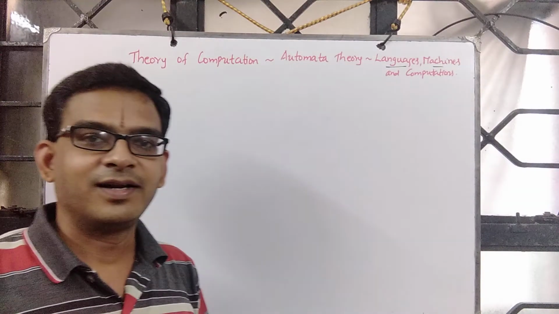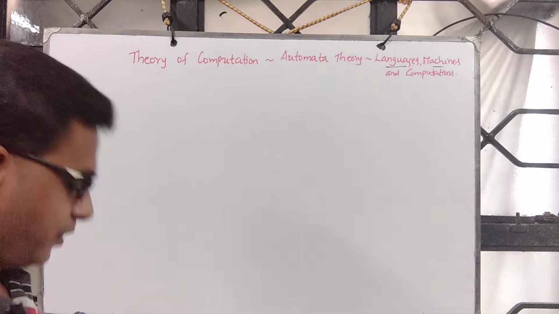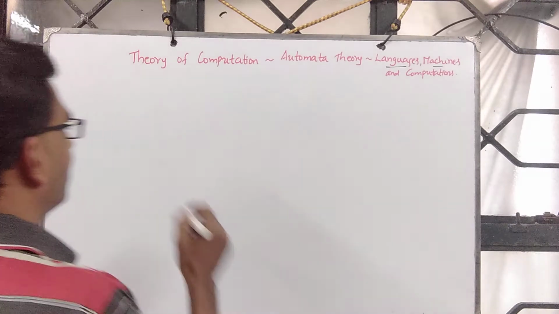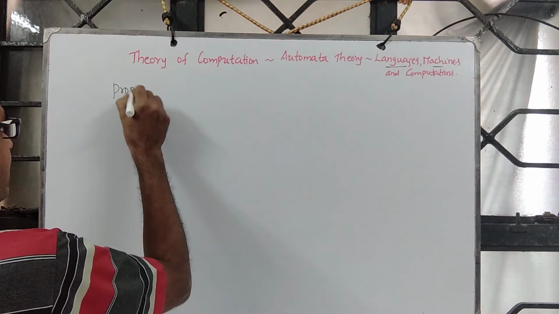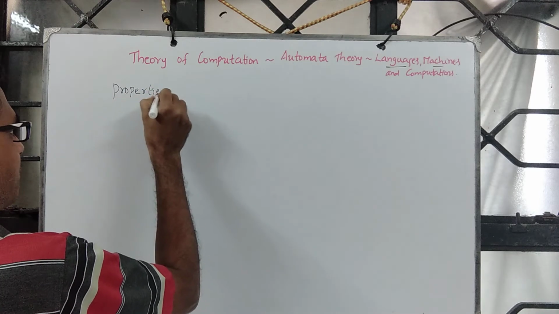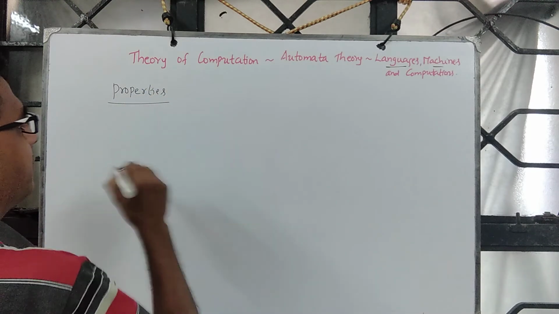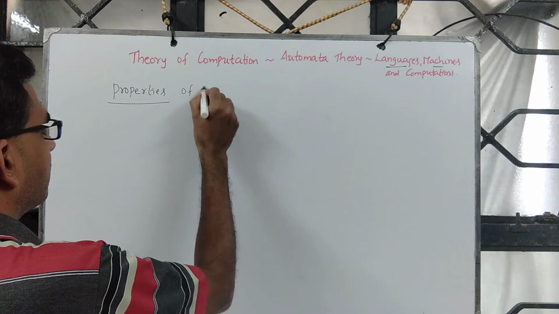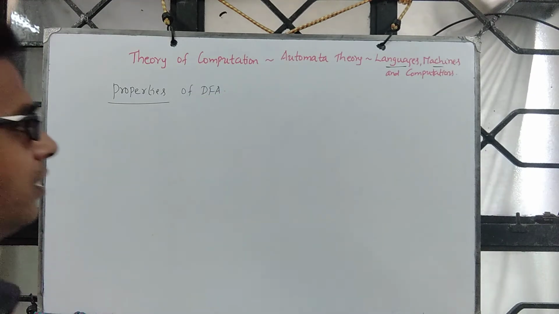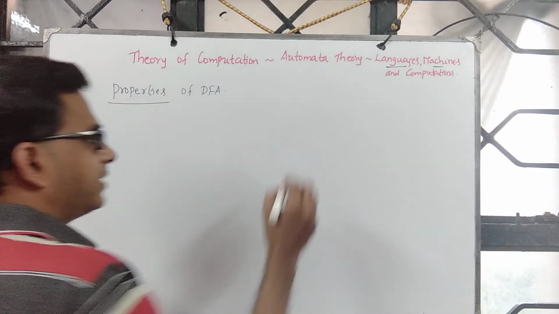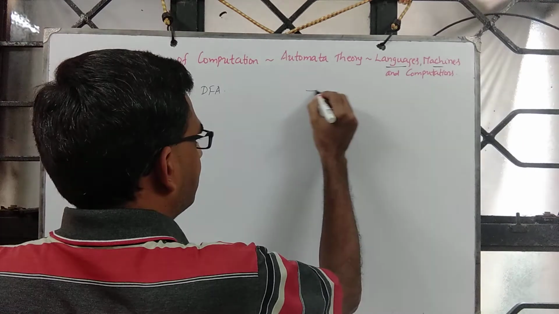Having seen deterministic finite automaton and a couple of interesting properties, let's explore some more properties about DFA. In particular, let's look at this automaton.